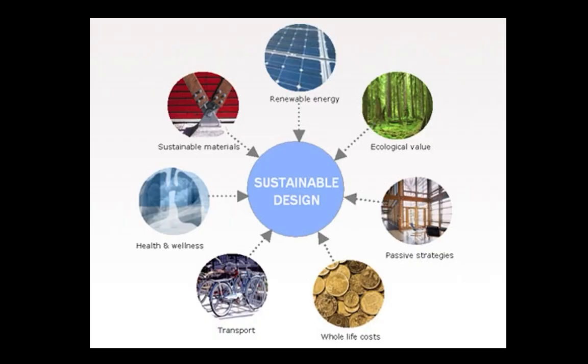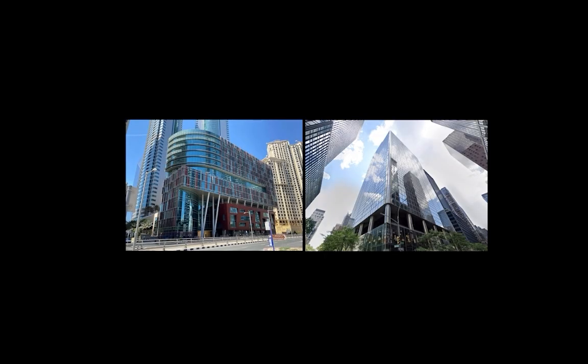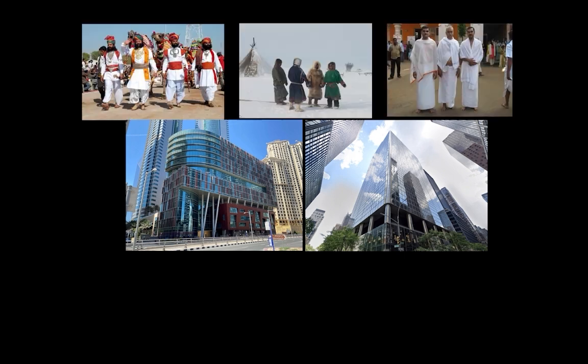What are the aspects or considerations for sustainable design? We would be looking at renewable energy, ecological value, passive strategies, whole life cost, transport of the materials, health and wellness, and sustainable materials which could be used over the long-term lifespan of a building. Here are examples of buildings which look modern as well as are very sustainable, which have a contemporary design as well as contribute to the sustainability of the climate.